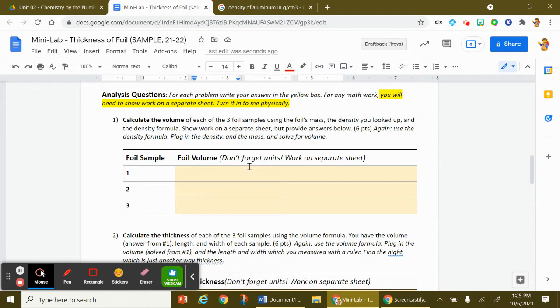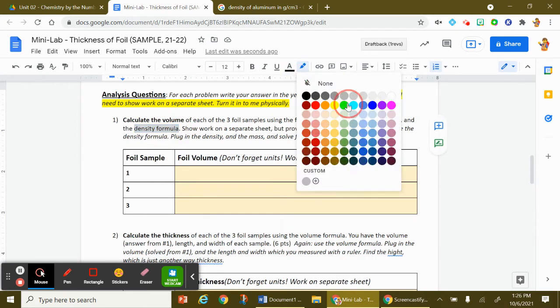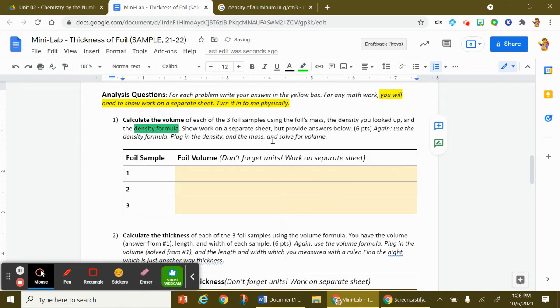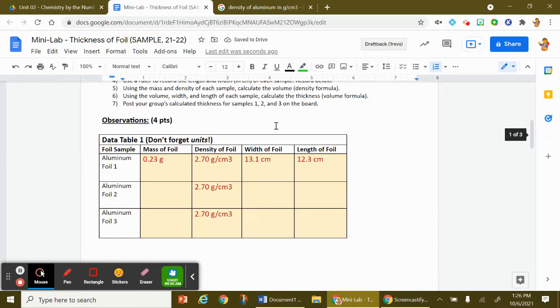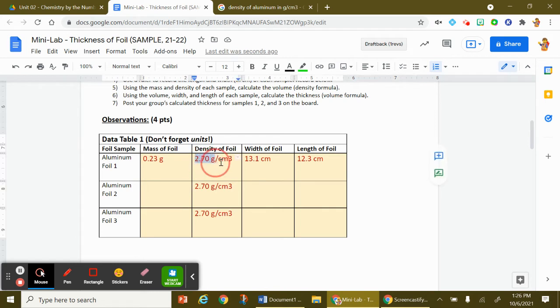So the first thing you have to do is find the foil volume, and to do that, you are going to use the density formula. Density equals mass divided by volume. And you're going to plug in what you know. You know the density of the foil because you looked it up online, and you know the mass of the foil because you used a scale.